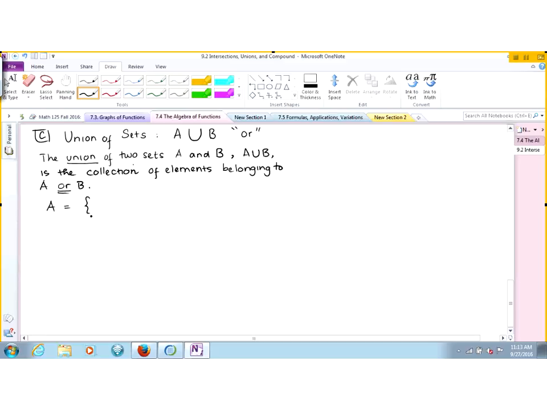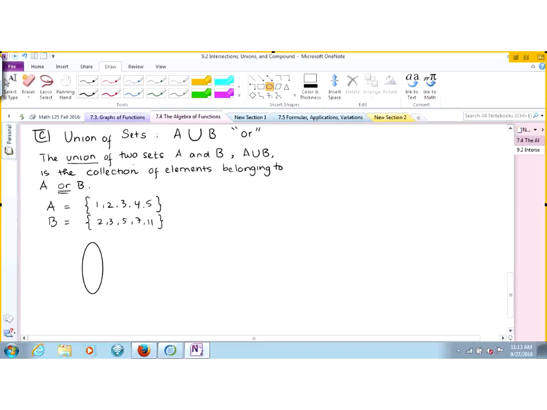So I'm going to use my A and B from the previous one. What are the first 5 counting numbers again? 1, 2, 3. Yes. So when you count, you start with 1, right? So 0 is not included. What about the first 5 prime numbers? 2, 3, 5, 7, 11. So we're going to draw the Venn diagram again, and it has intersection.